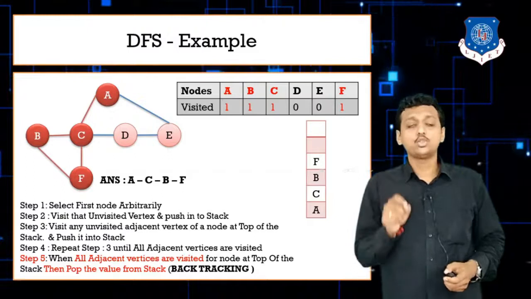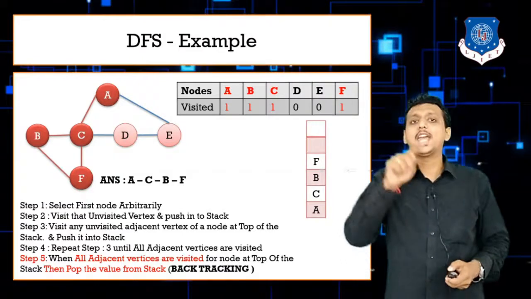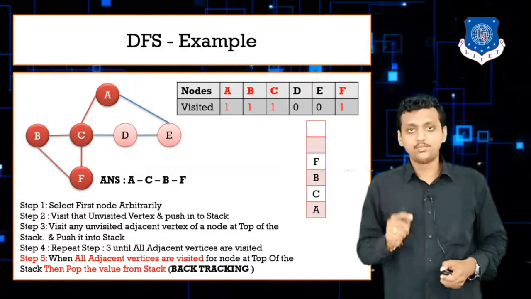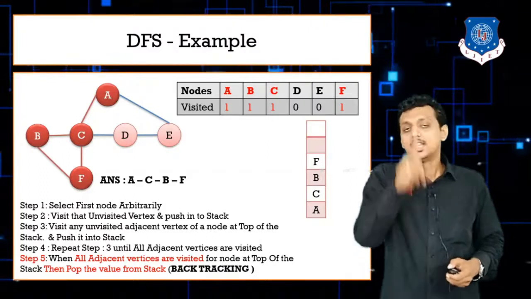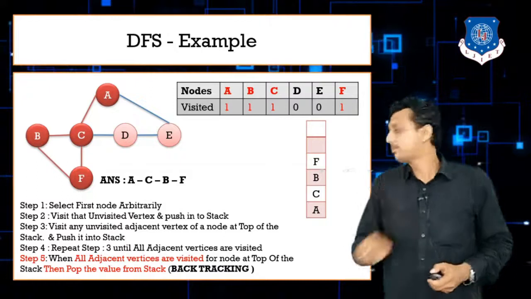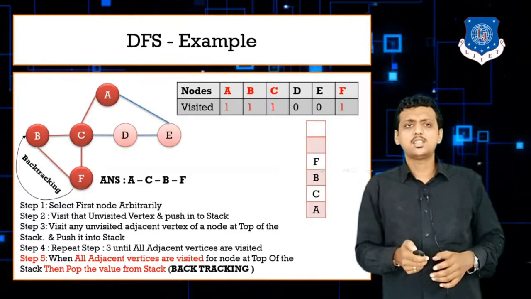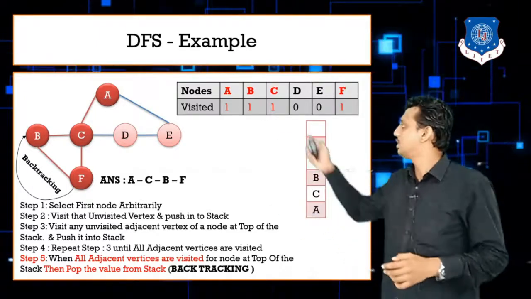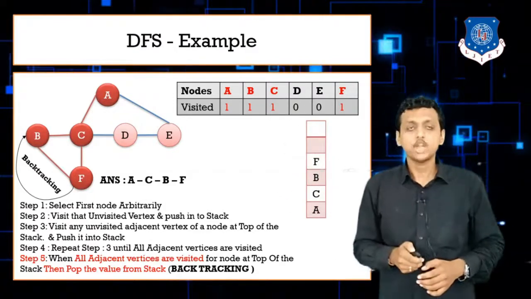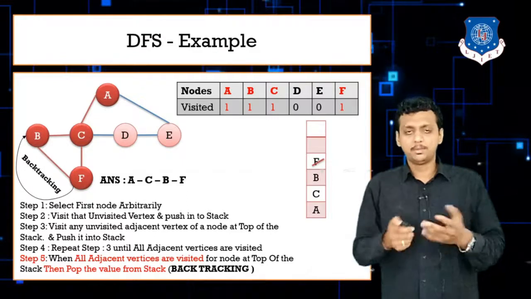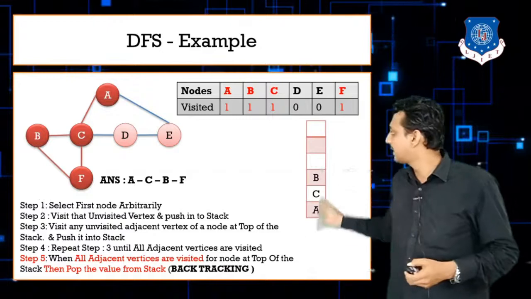At this time you just need to pop F and get back to the previous node from which you reached F. You reached F from B, so here you need to get back to B and pop F. I cut down the F. This operation is known as backtracking, where I am moving from F to B again. Cut down the F means pop the F, removing F from the stack, and get back to B.